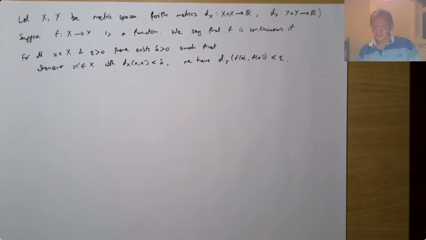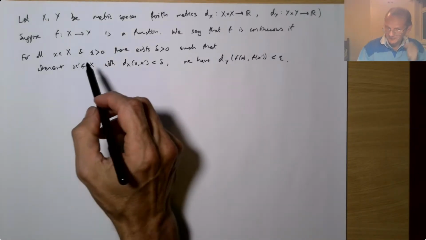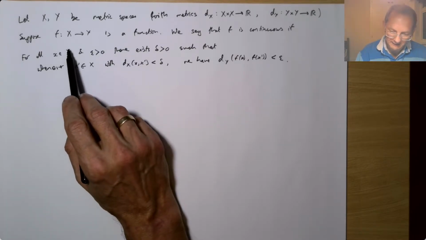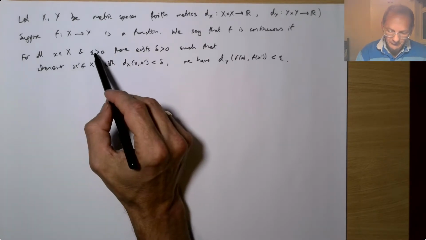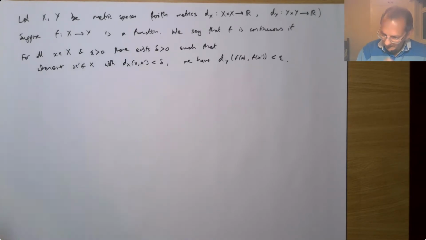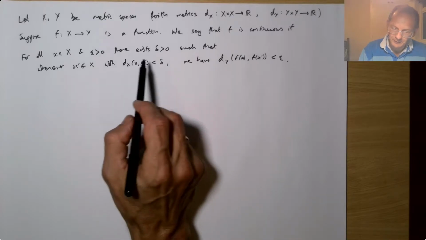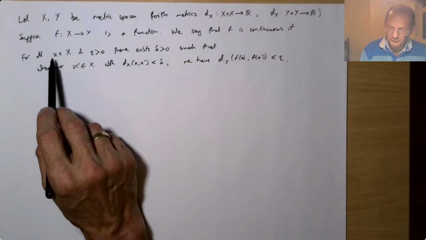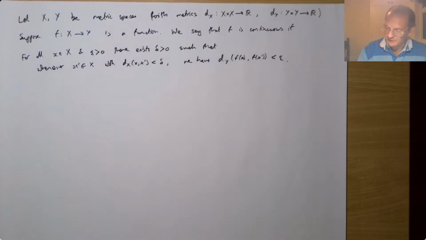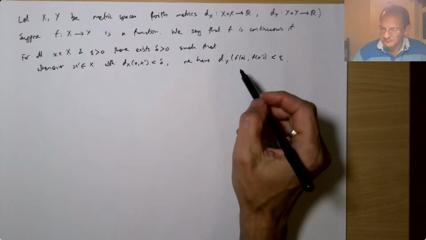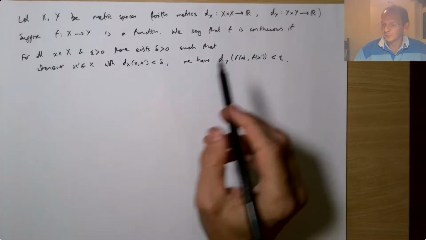So let's just recall what this means a little bit. The idea is that you've got our point x in capital X, and you've got some tolerance epsilon greater than 0. We want to control f of x prime, where x prime is going to be something close to x, and so you would expect that f of x prime should be close to f of x if f is continuous. And so we need to be a little quantitative about that.